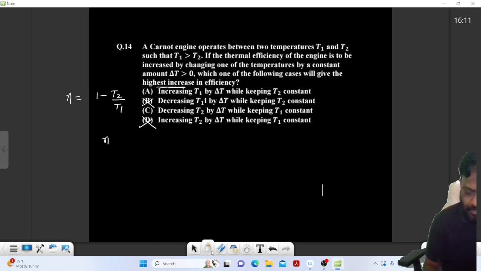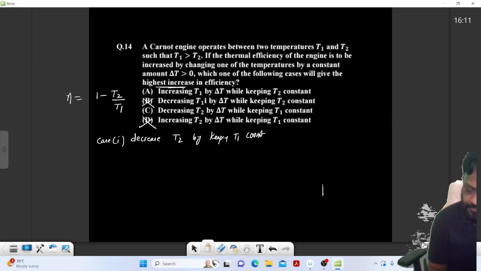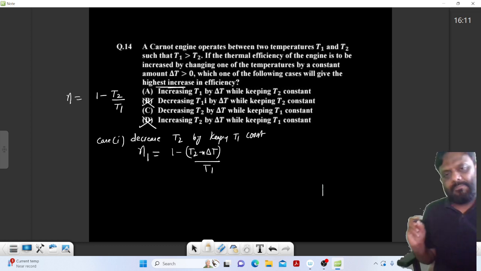Let us take case 1. Case 1: decrease T2 by keeping T1 constant. What will be the equation? Efficiency, let us call this as 1. So 1 minus, what is T2 now? You have decreased by how much, sir? He only said delta T. Decrease means delta T. By keeping T1 constant. This is the first case.